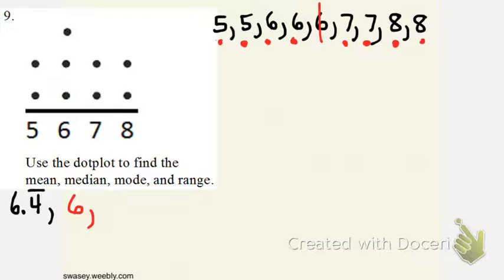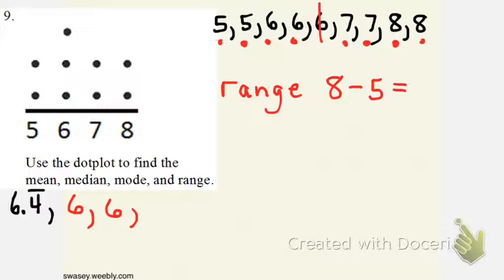So the median is the middle number here, which is 6, and then a mode is the one that occurs most often. There are 3 6s, there's no other number that occurs more, so that's the mode. And then the range, for the range you take the biggest minus the smallest. So 8 minus 5 gives us a range of 3.